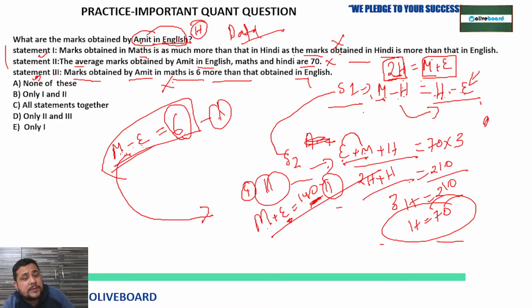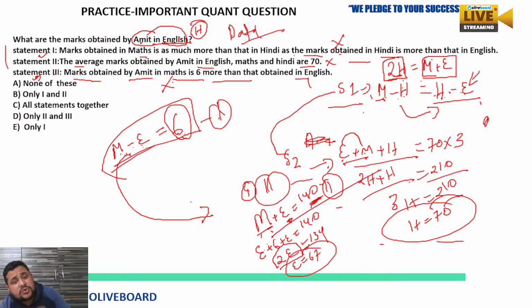You can even put maths equal to 6 plus English, meaning in place of maths you can put in this particular equation 6 plus English, because in maths he is getting 6 more than English. So English plus 6 plus English equal to 140, right? So twice of English is equal to 134. So in English, 67 marks. Yes, you are able to solve. But here I'm explaining for you all. So I'm getting this detail. I'm solving till the end.